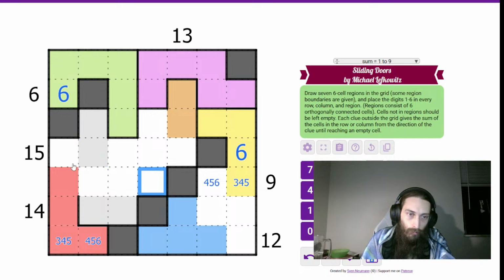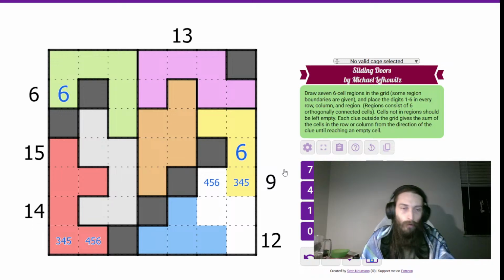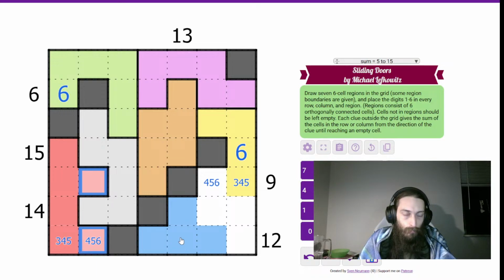And if silver expands, then silver can't go here. The red will only have 5. So red must take up both of those, and silver is that, and then this is orange. Okay. And red has to have a 6. Right. 6 is one of those two. And silver has to have a 6. That's one of those two.